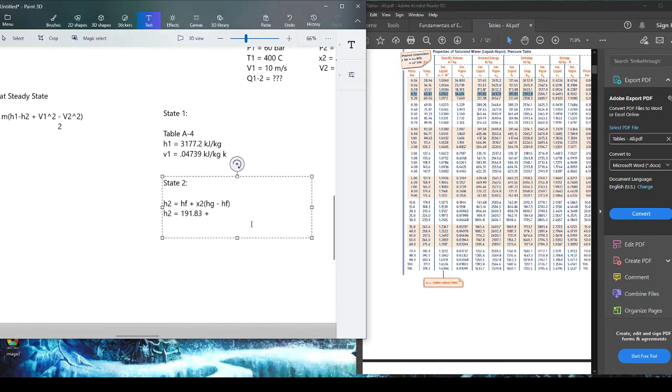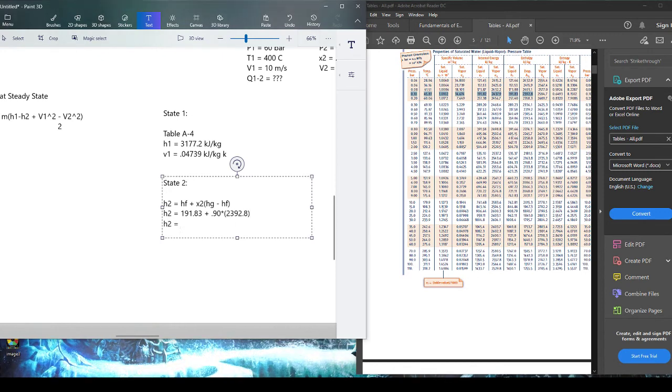191.83 plus our X2, which is 0.9, times our Hg minus Hf value. And like I said, Hg minus Hf is already in the table here. It is Hfg, which is 2392.8. So it is this middle column between the two. And this is only, I think, in SI units. I don't know if they do it for English. I might be wrong, though. But just know that Hfg is the difference between these two. So if you use this one and subtract off this one in your calculation, you'll get the same thing.